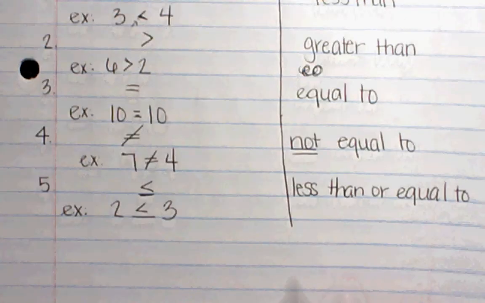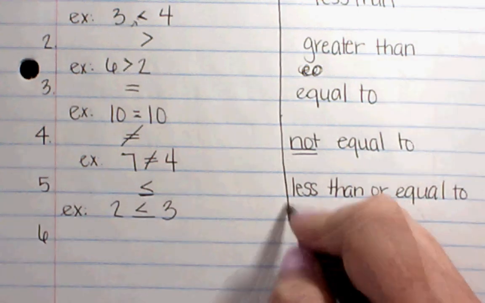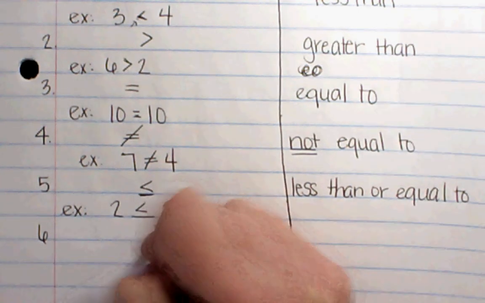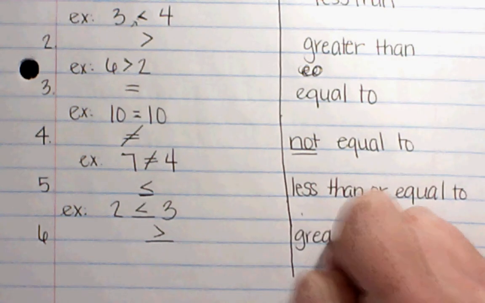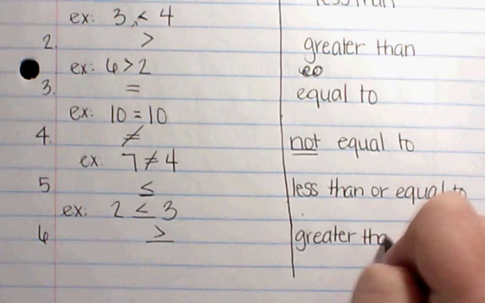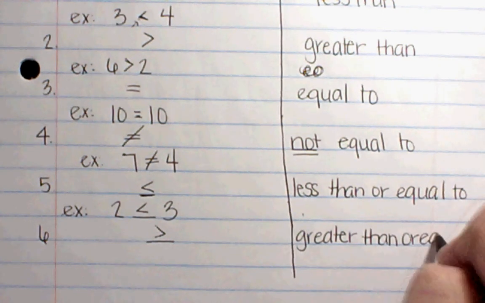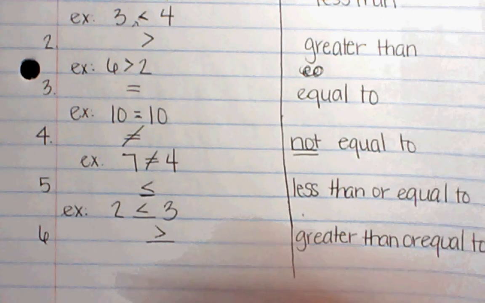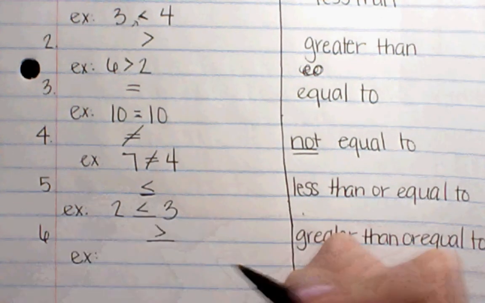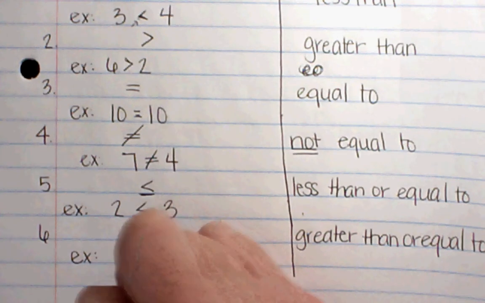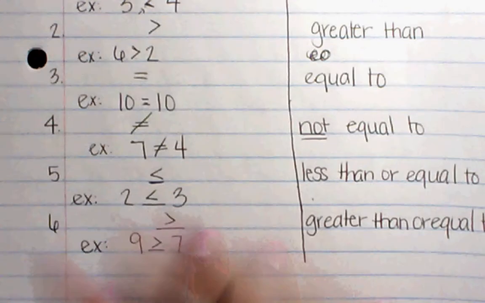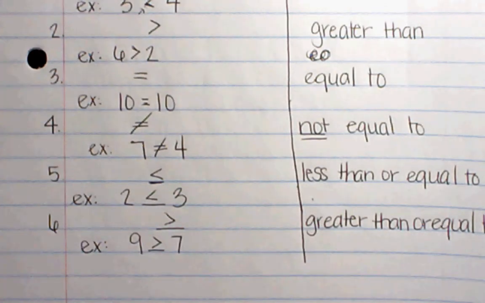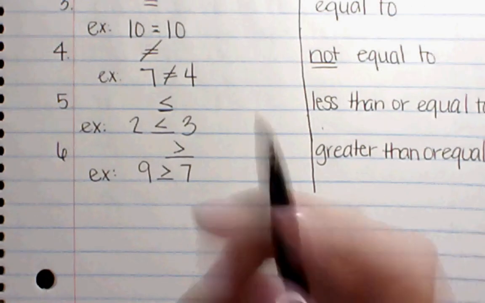And the final one would be Pac-Man's mouth opening to the left. And you guessed it, this one is greater than or equal to. Your example would be maybe 9 is greater than or equal to 7. Okay, those are the inequality symbols you'll be using in the lesson. So I'm going to give you an example now of how we're going to do it in class.